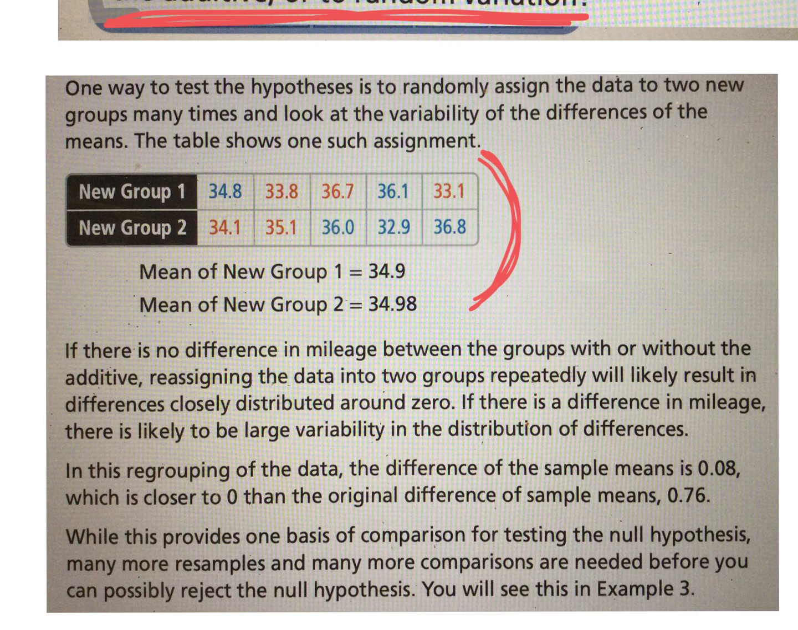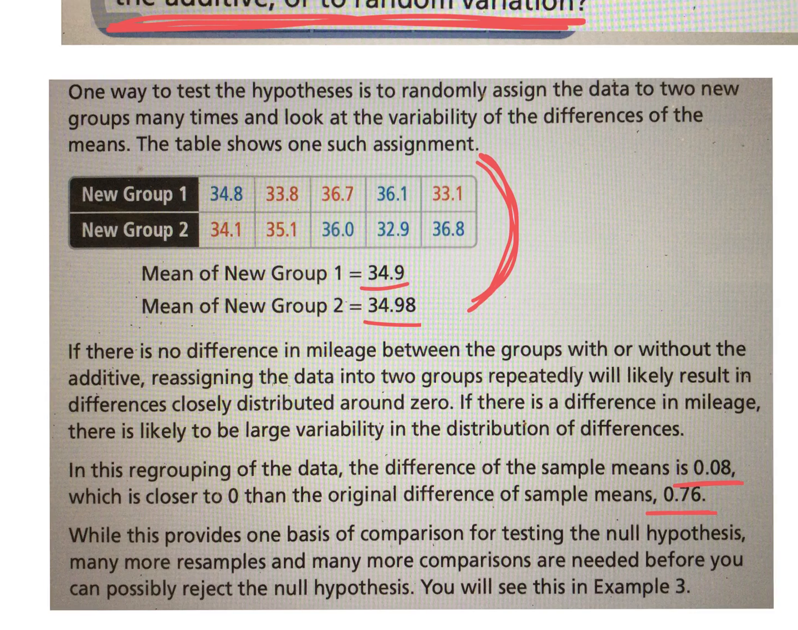So we find the mean of the two groups, and we see that in this instance, it changes the difference from 0.76 to 0.08. Okay? This concept is that we can continue to re-randomize, not just one time, but maybe hundreds of times using some sort of computer program.